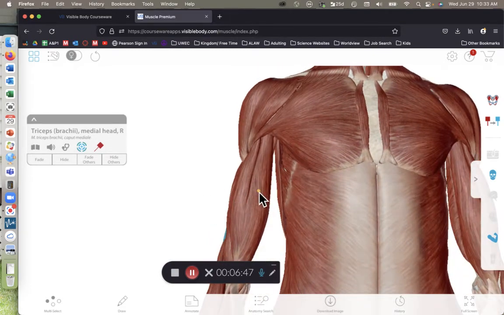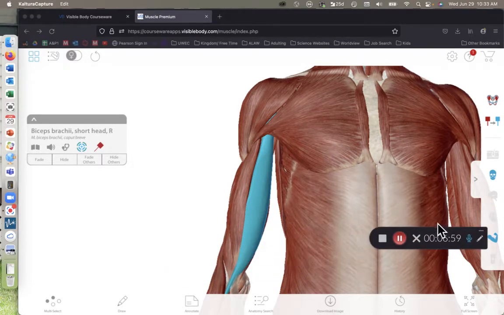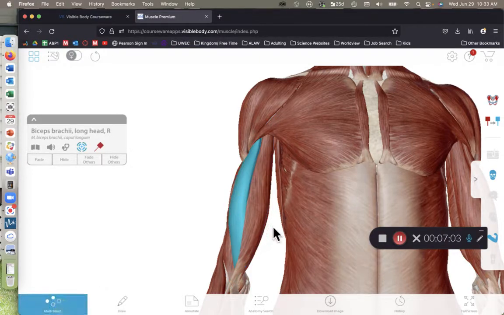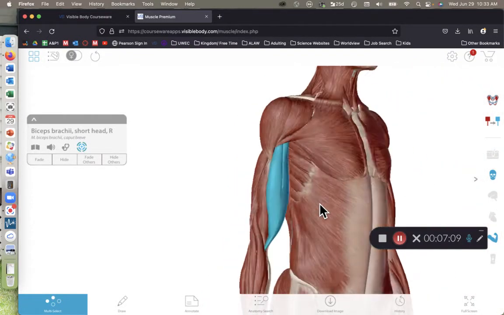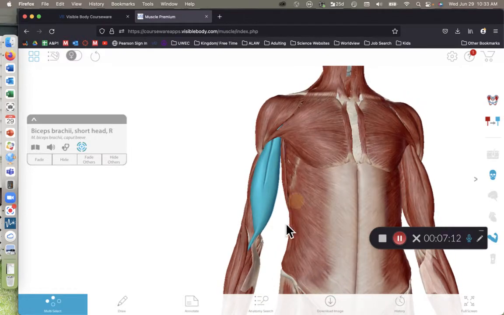And then over here we have the biceps brachii. The biceps brachii has 2 primary heads. We have a medial and lateral head. The medial head is called the short head. The lateral head is called the long head. I'll go ahead and highlight both of those for us right here. Let's do a multi-select. So now we can see the 2 heads of the biceps brachii highlighted.